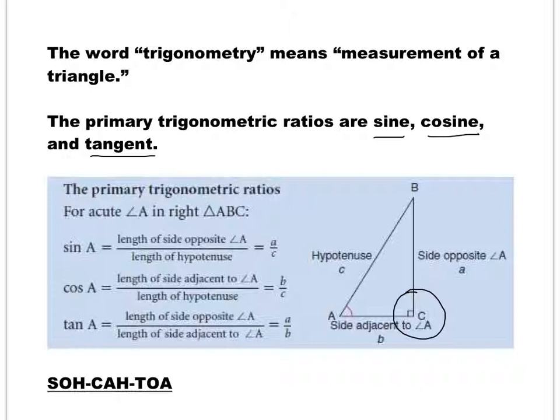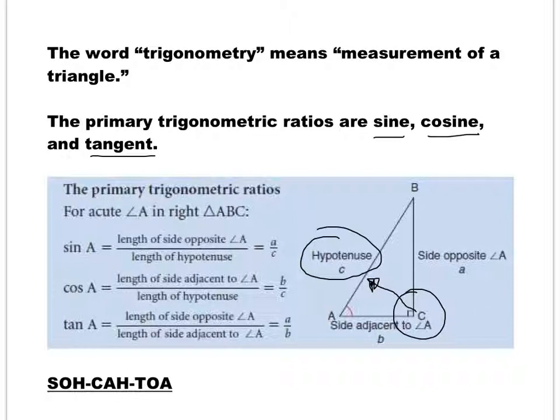sine of A is defined as length of the side opposite to the angle divided by length of hypotenuse. Now, just to remind you that the hypotenuse in any right triangle is the side which is in front of the 90 degrees angle. So the side which is in front of the 90 degrees, we call it hypotenuse. This is the longest side in a right triangle. The other two sides are called the legs.